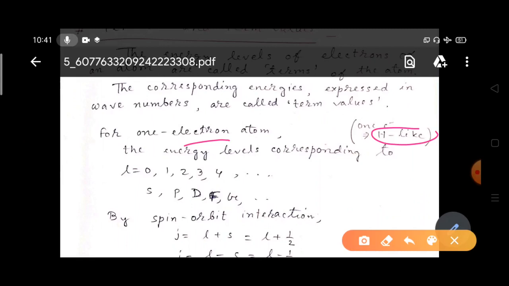So the energy levels corresponding to a one electron atom can have L values 0, 1, 2, 3, 4. For L value 0 it will be denoted as S, L is 1 it will be denoted as P, for 2 it is denoted as D, 3 it will be denoted as F, 4 it will be denoted as G. So for 0, 1, 2, 3, 4 it will be S, P, D, F, G.